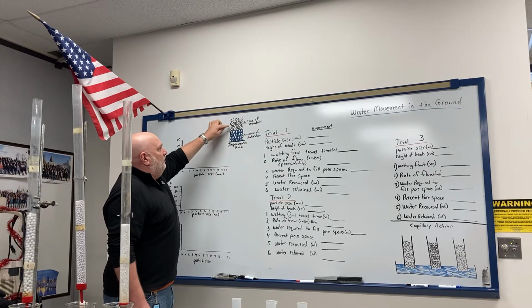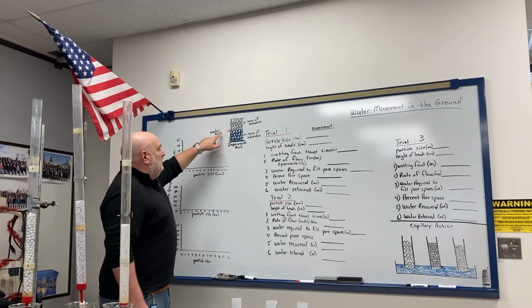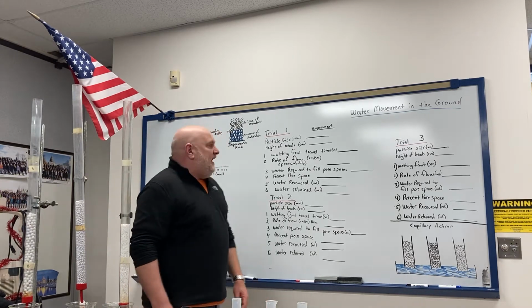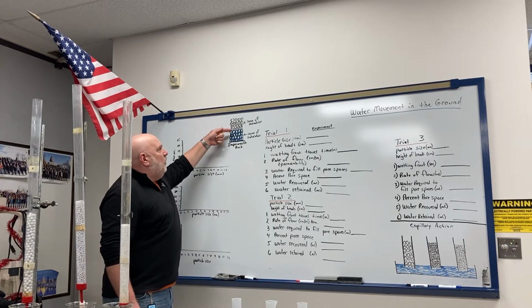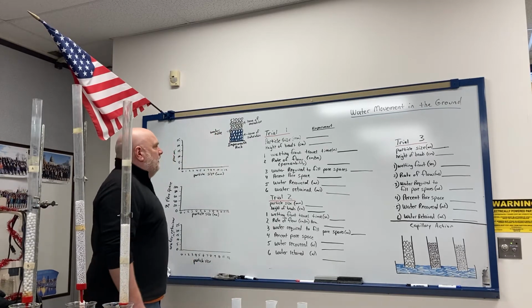Up here the pore spaces are filled with air. We call that the zone of aeration. And then that boundary between the two we call the water table. What we're going to look at today are some things that affect how much water and how fast the water travels through the ground.